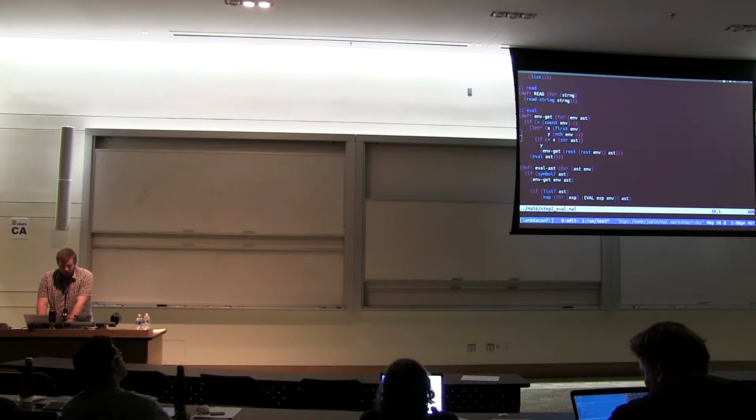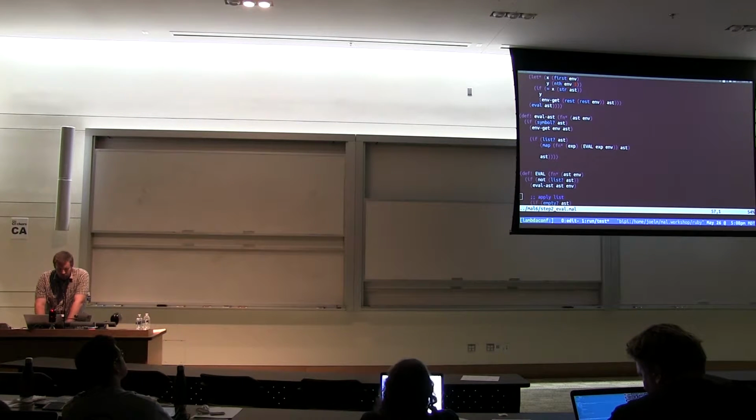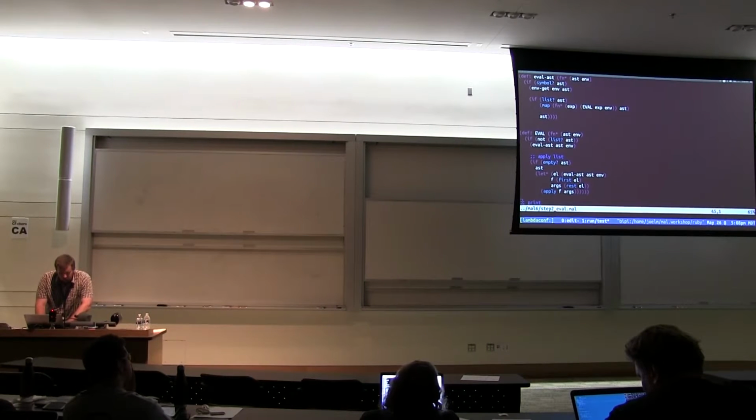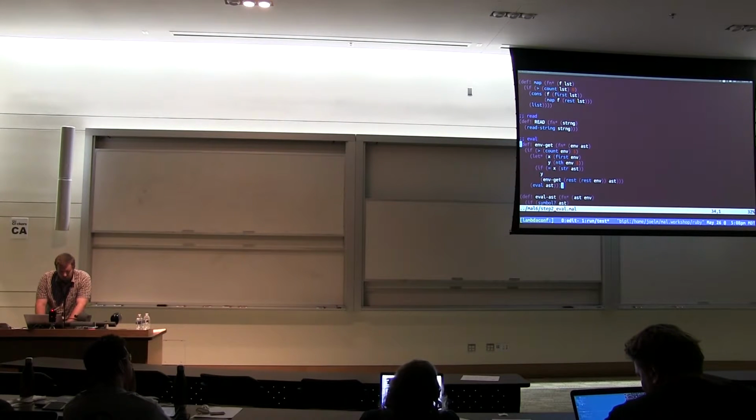So here's, as you can see, the reader, the read function in mal, implemented in mal. Here's the eval AST, so we check to see, is that AST thing that we got a symbol? If it is, we call environment get. And by the way, environment get is yet another utility routine that I had to define.